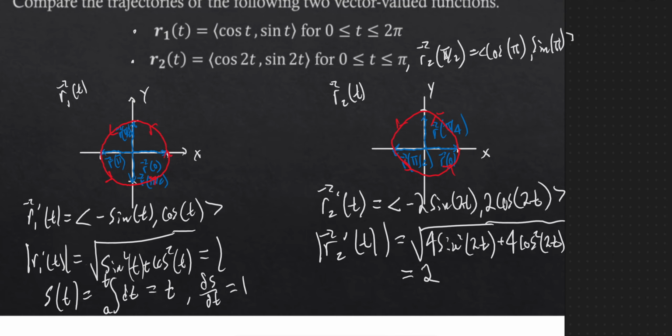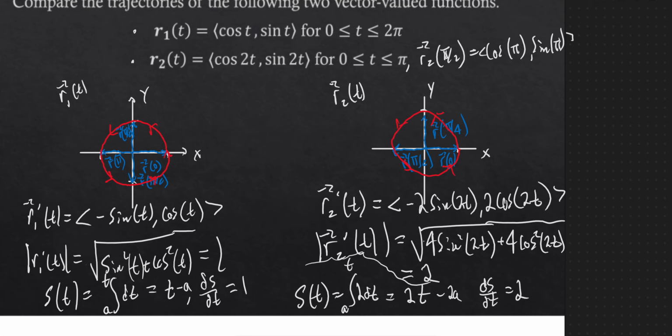It took half the amount of time to go around the same trajectory, so its speed is twice what this one is. So now, if I want the arc length function, s of t, that's the integral from a to t of, oh sorry, this would have been t minus a if I want arc length. Sorry about that. T minus a. And then here, I'm running out of room a little bit. It's the integral of 2 dt, and I end up with 2t minus 2a. And so ds dt is 2, which matches up with its speed, as it should.